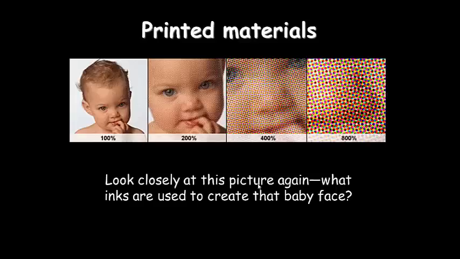When you print something off, that's actually what you're using, the subtractive color process. If we look at this picture and keep zooming in up to 800%, hopefully you can see that what you've got is magenta, cyan, and yellow pigments. When those pigments overlap, that's how you get your reds, your greens, your blues, and even your blacks.